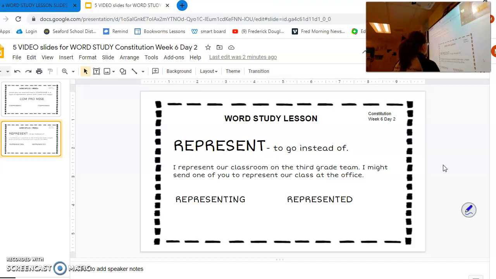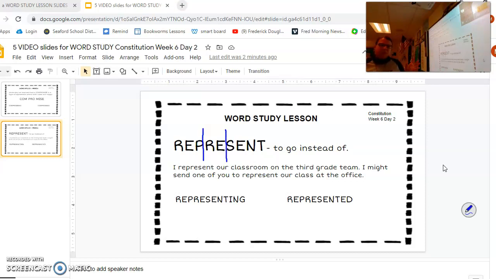So I can say that I represent our class on the 3rd grade team. I might send one of you to represent our class in the office or during the morning announcements. Represent. So represent, like we said, we have 3 syllables.